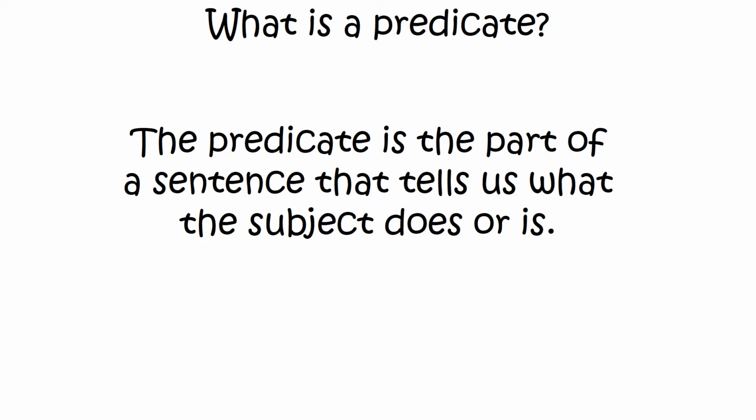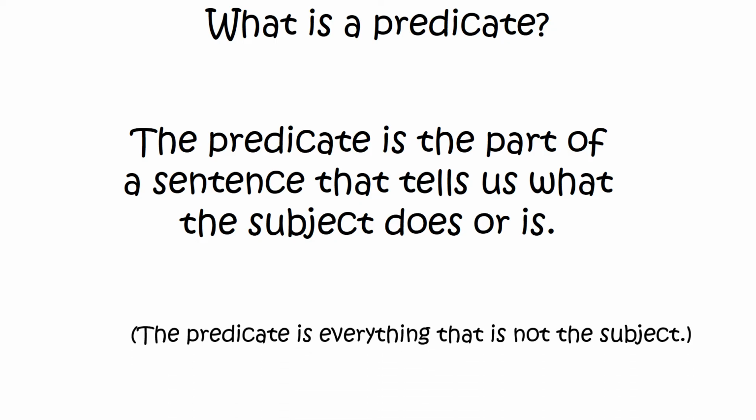So, to summarize, the predicate is the part of the sentence that tells us what the subject does or is. Or if we want to put that another way, the predicate is everything that is not the subject.